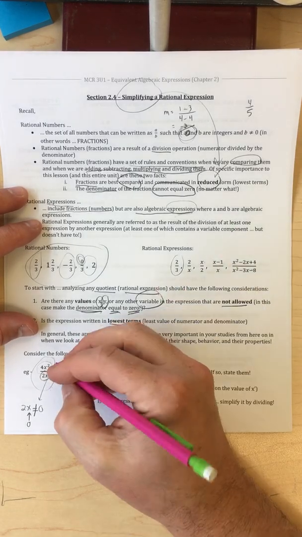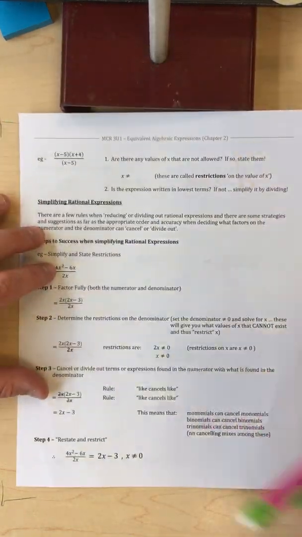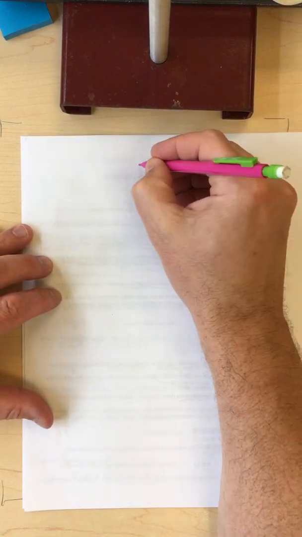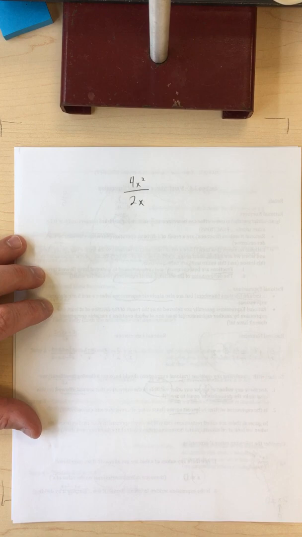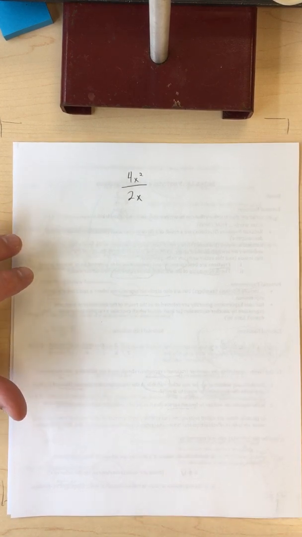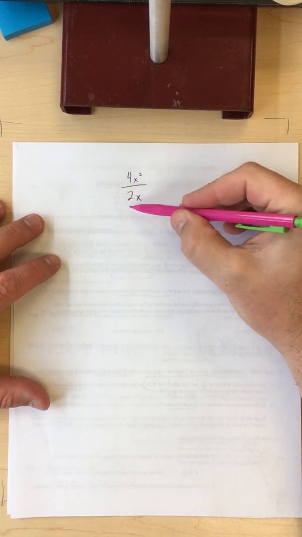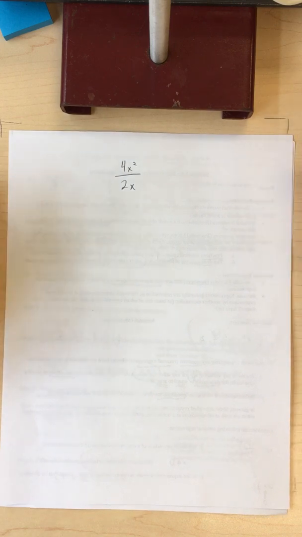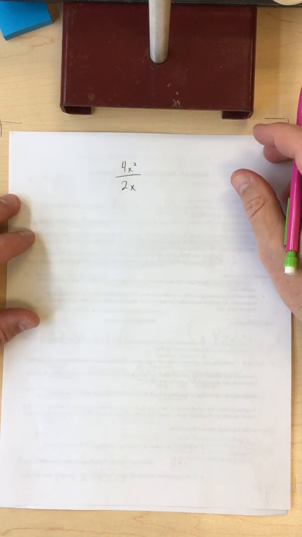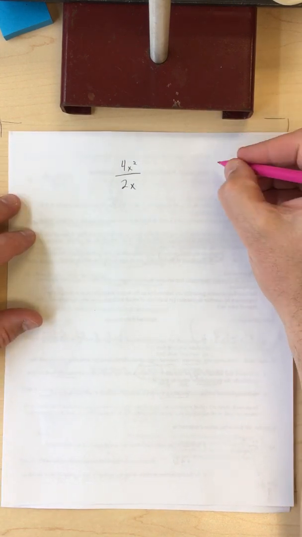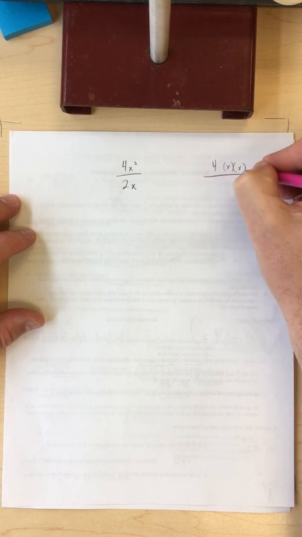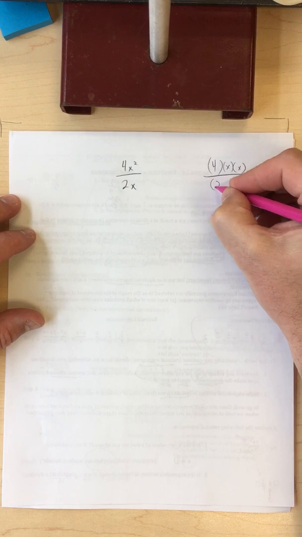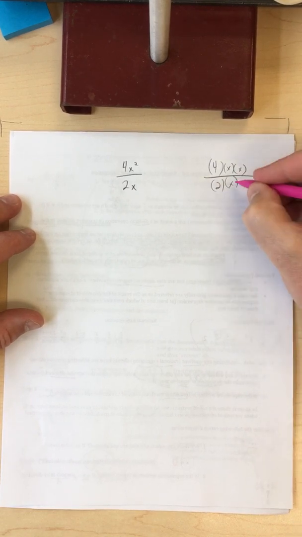The second question is: is the expression in lowest terms? Okay, so if I look at that expression 4x squared over 2x, is that in lowest terms? Well, I think if we look at it, even without some experience, we can see we know the 4 over 2 for sure can divide out, can't it? And remember that this is basically 4 times x in the numerator, and the denominator is 2 times x.